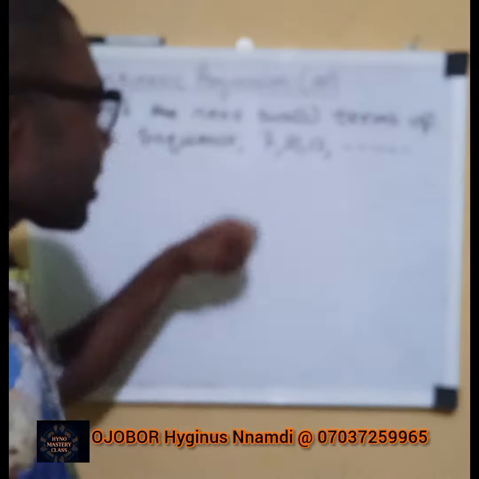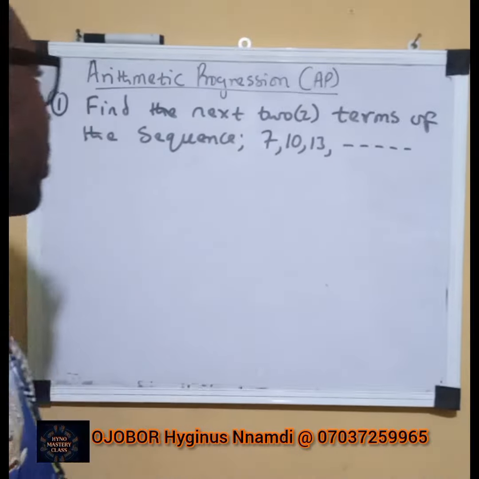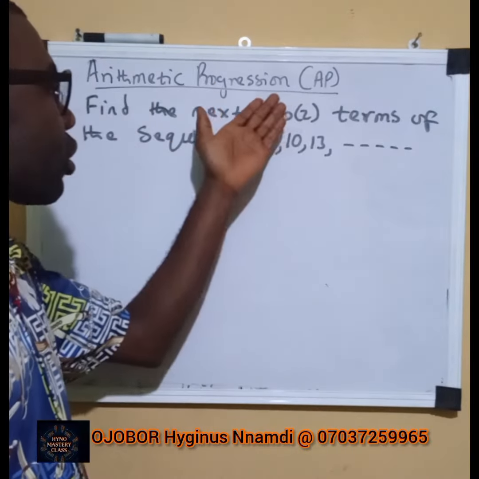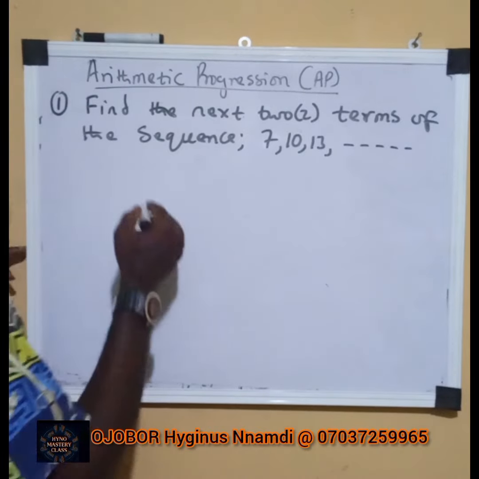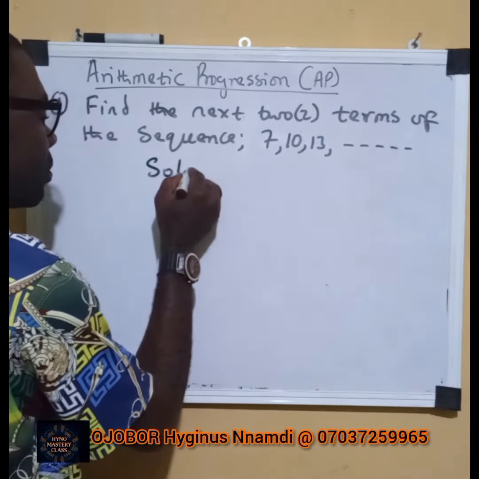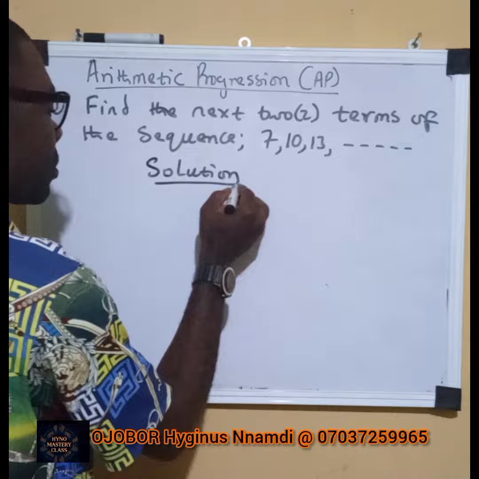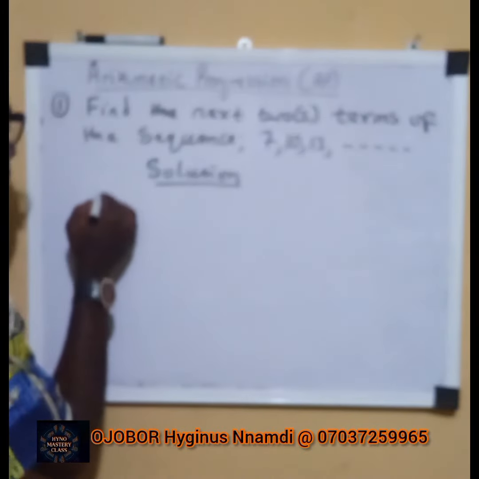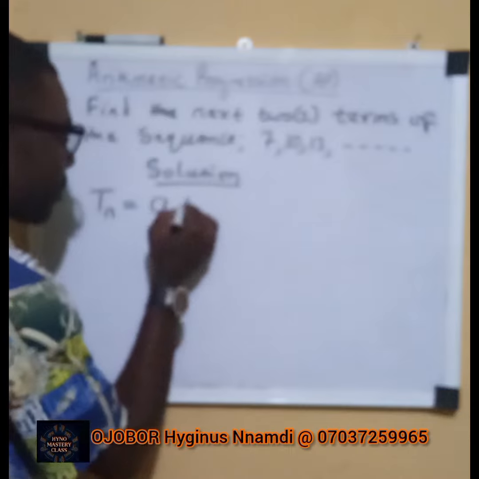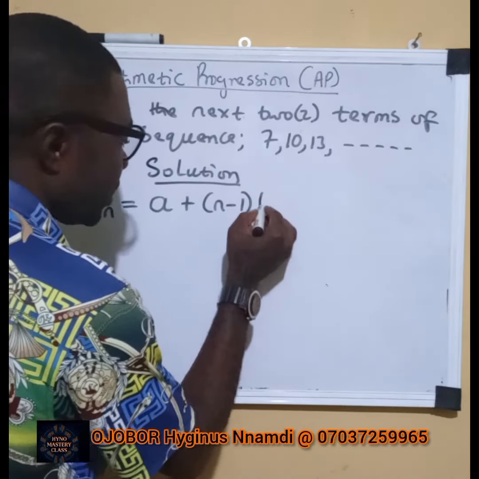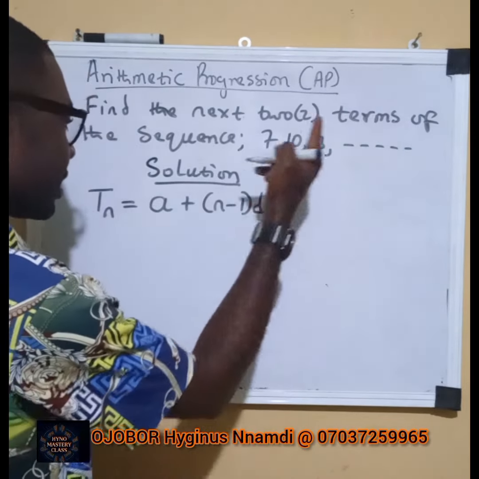And because there is a constant number always added to get the succeeding number, that satisfies the definition of arithmetic progression. So we are going to say that this is an arithmetic sequence. So, solution. You remember that the formula to get a particular term, or the nth term, of a sequence, as I have stated, is a plus (n minus 1) d. So these are what we need to get the next two terms.